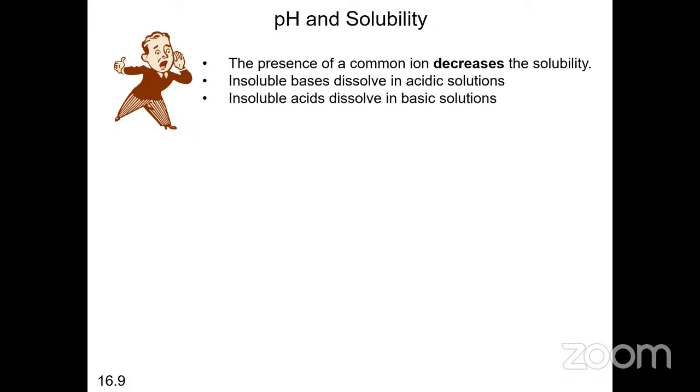Another thing that affects the solubility of some sparingly soluble salts is the pH of the solution. Again, this is related to some degree to the common ion effect and also to Le Chatelier's principle. As stated here, the presence of a common ion decreases the solubility. That's what we just discovered in the previous slide. What you'll find is that sparingly soluble bases will dissolve in acidic solutions, and insoluble acids will dissolve in basic solutions.